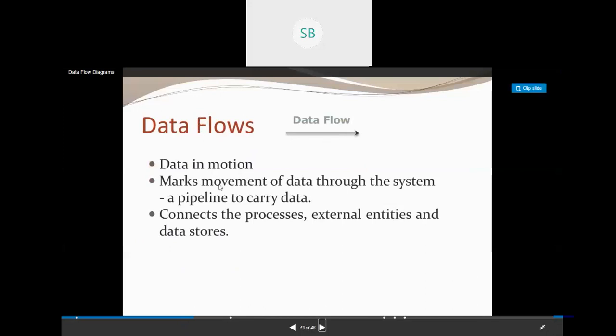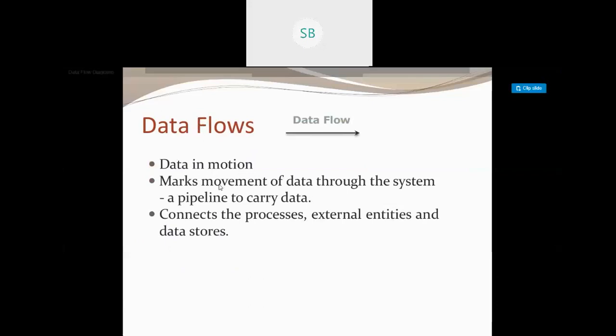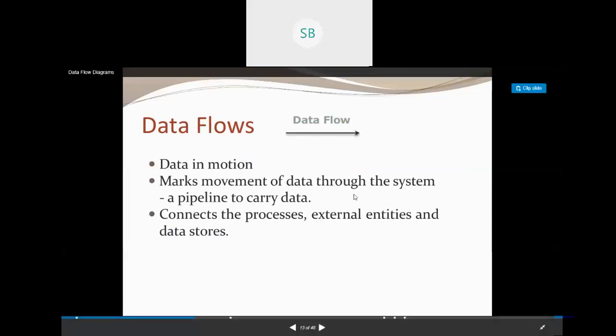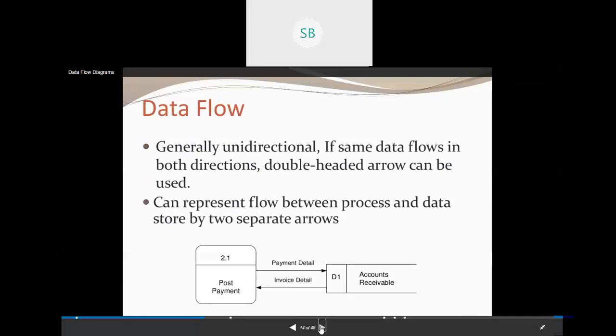So this is the data flow. What does data flow mean? Data in motion. These are the things you are providing to the processes. It marks the movement of data through the system. A pipeline to carry data, it connects the processes, external entities, and data stores. Now this data flow is generally unidirectional.